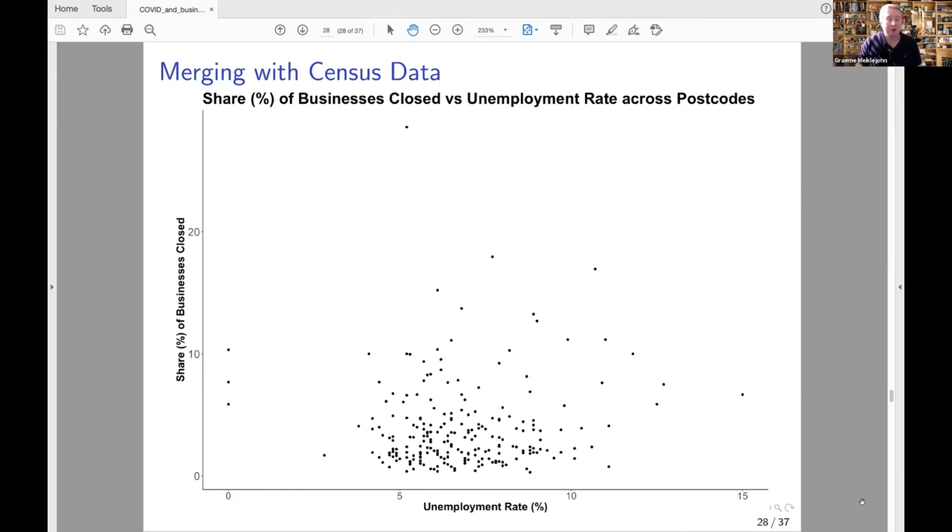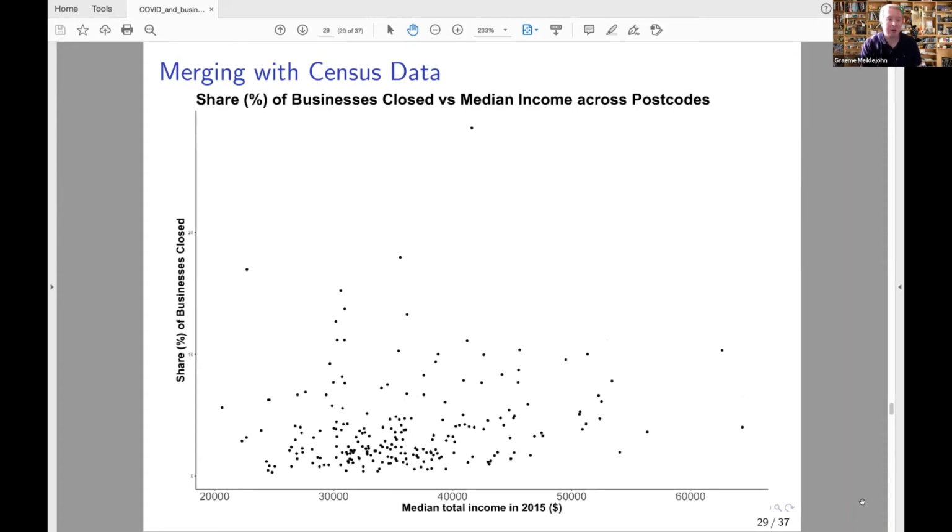We also looked at income as well. And again, the relationship wasn't super strong, but it was again positive. And again, it was statistically significant. And this one is quite interesting because this would imply that areas who had higher levels of median income in 2015 also have a higher share of businesses closed.